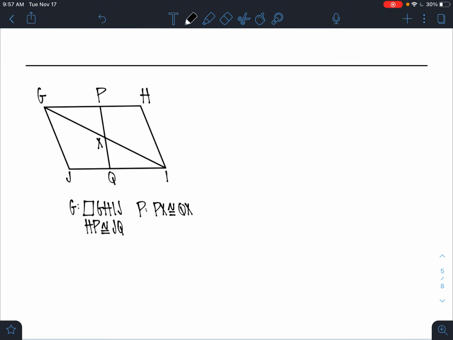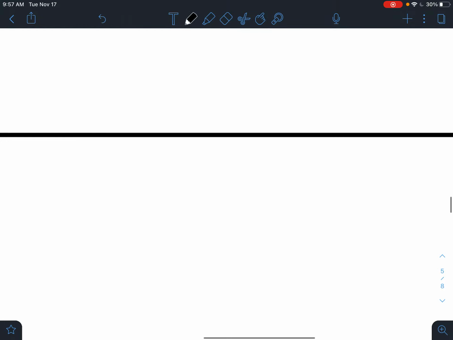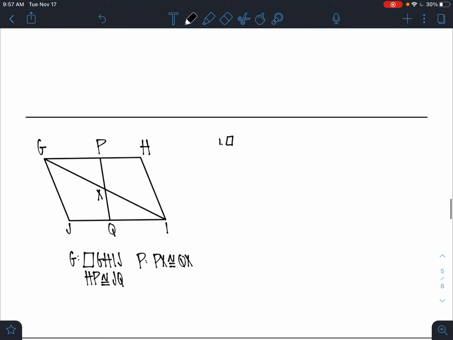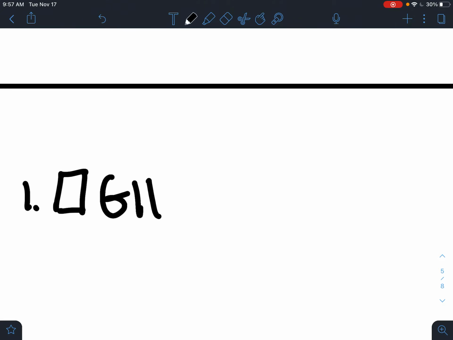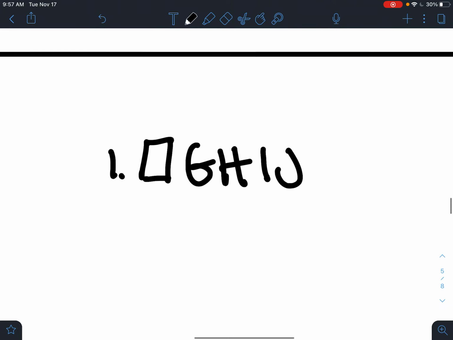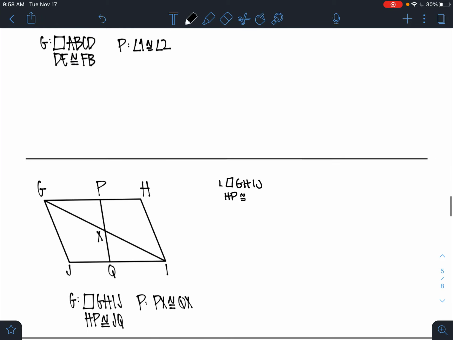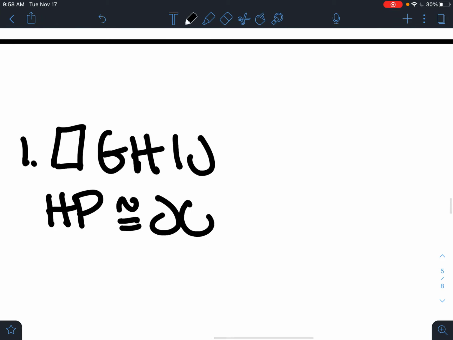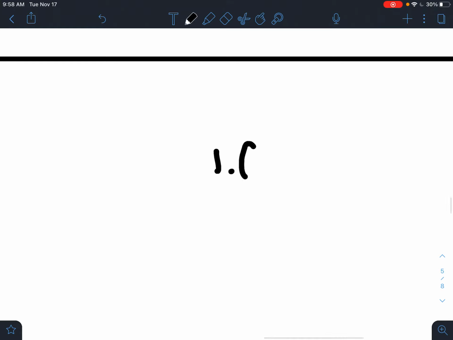So it's the same idea, all right? Honestly, guys, it's the same exact idea here where we're trying to prove triangles as congruent so that we can use that the corresponding parts are congruent, okay? So let's write out our given. So I have parallelogram GHIJ, and I have HP is congruent to JQ. And that's my given.